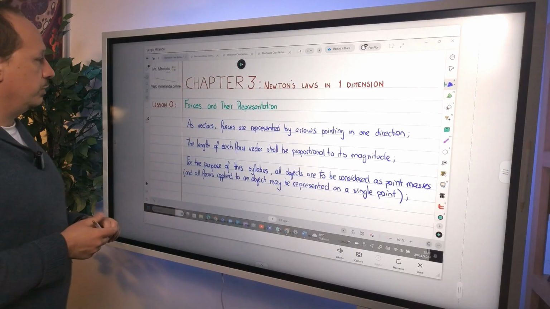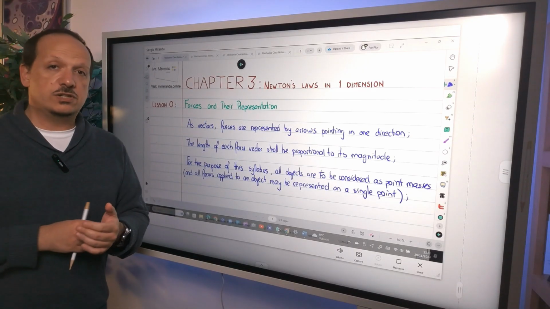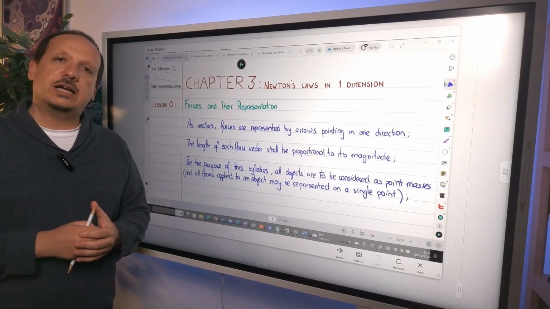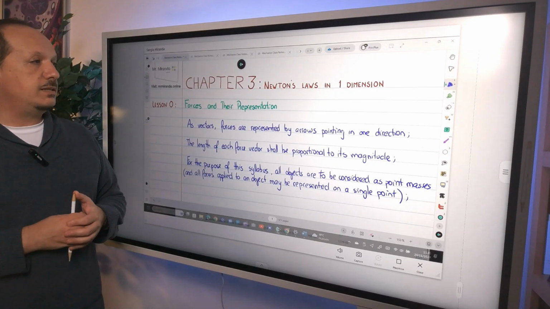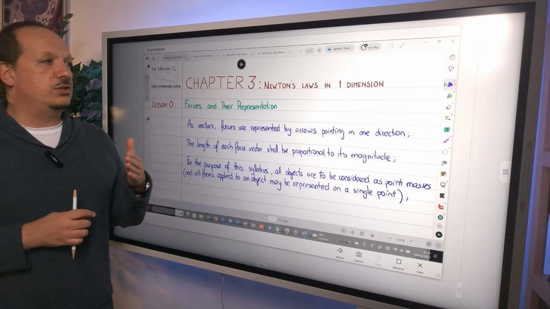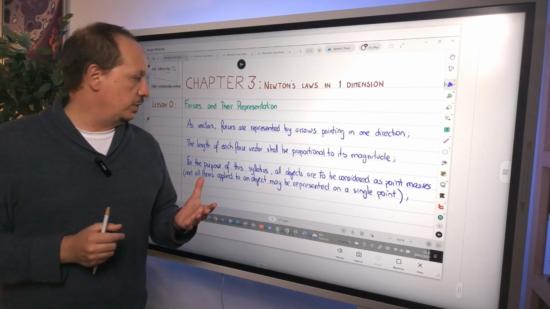First of all, I want to remind you that they are vectors, and like any other vector, they are represented by arrows. All right, and these arrows have to point in one direction, which is the direction of the force.